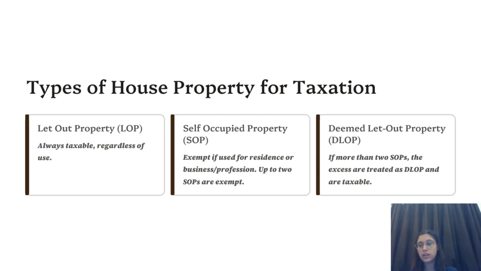Third one is deemed let out property. If you own more than two houses, the extra ones are treated as let out and taxed.